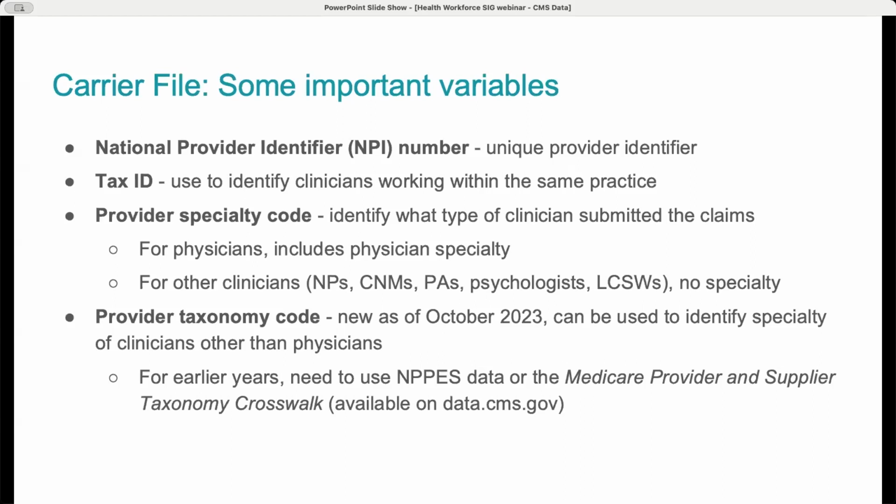And Uli is going to talk a little bit more about this in detail. As of October 2023, there's actually taxonomy code in the carrier file. But prior to this, you would have to actually use NPPES data, which is NPI data, to extract that information if you wanted specialty information on these other clinicians. So Uli is going to go into a little bit more detail about that later. Next slide.